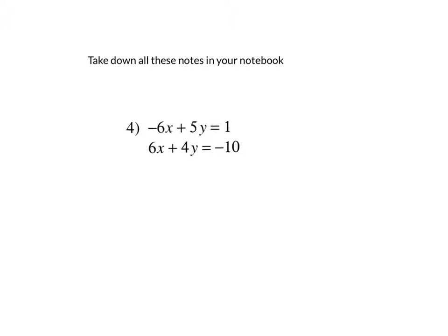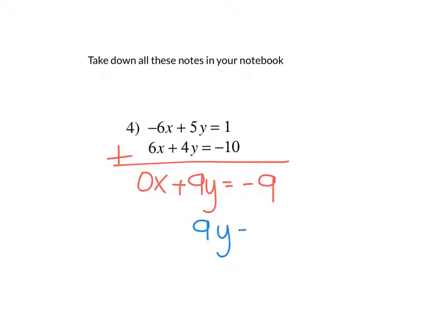Okay, so your first step is to go ahead and add down. As you do that, you get 0x, 9y, and 1 and negative 10. They're different signs, so you're going to subtract. It's war, not peace, and it's going to be negative 9. So now you look at that and you're going to solve this equation because this gets eliminated. 0x gets eliminated.